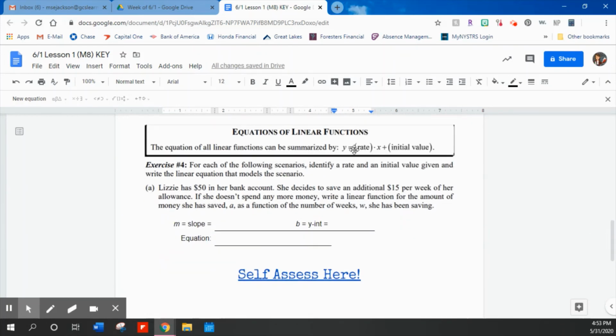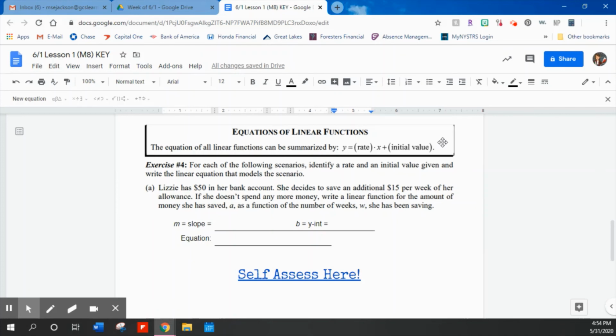All right, equations of linear functions. The equation of all linear functions can be summarized by y equals the rate times x plus the initial value. That's our normal y equals mx plus b. So for each of the following scenarios, identify a rate and an initial value given and write the linear equation that models the scenario. So letter A says Lizzie has $50 in her bank account.